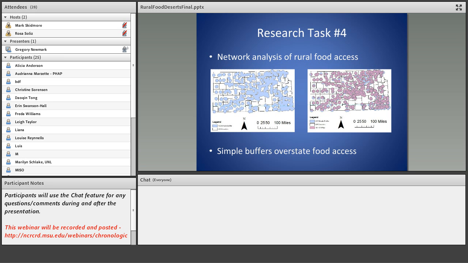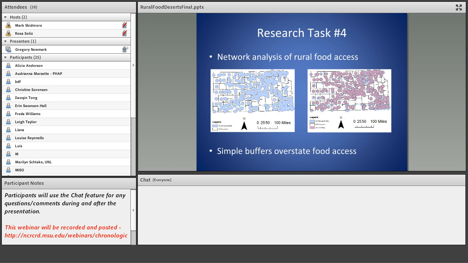All right, so our last task that I'm presenting was to bring these together and look at a network analysis of rural food access. It may be a little tough to see, but the slide on the left shows the simple buffers of food access if you buffered food stores with just a circular 10-mile buffer. And the slide on the right overlays what if you considered the road network?